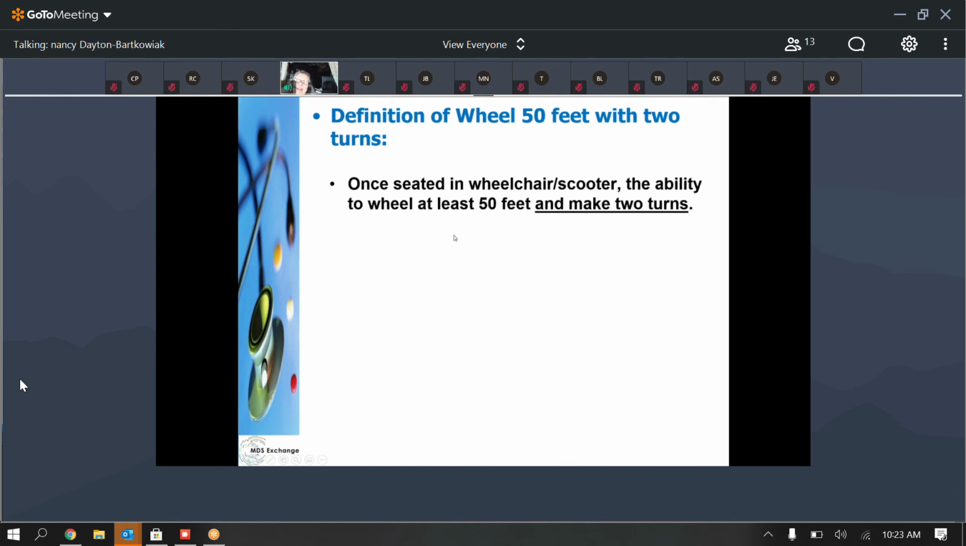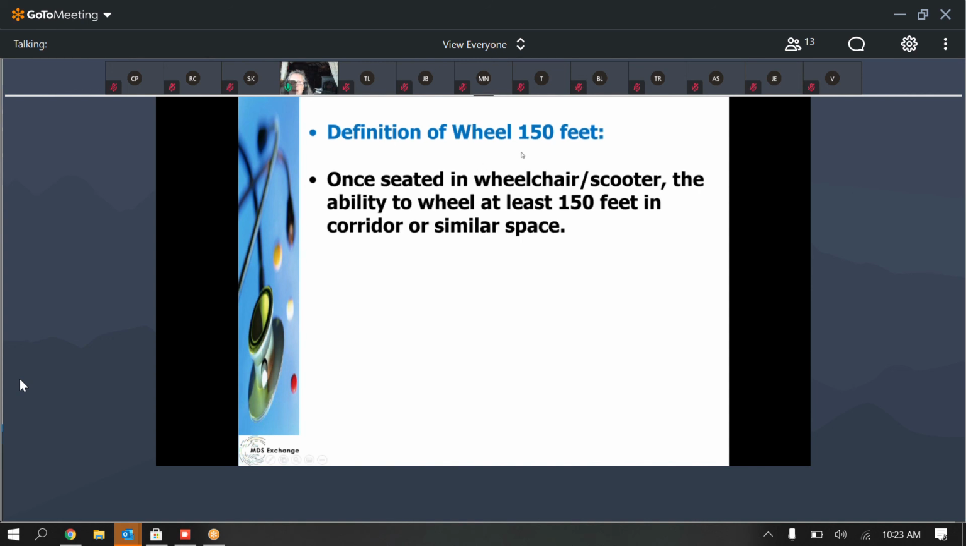And definition of wheeling, the ability to wheel 50 feet with 2 turns. Once seated in the wheelchair or scooter, it's the ability to wheel at least 50 feet. And again, we have that 2 turn here. That is key. They have to be able to make on their own 2 turns while they're doing this task. And 150 feet is once in the wheelchair or scooter, the ability to wheel at least 150 feet in the corridor or in a similar space.